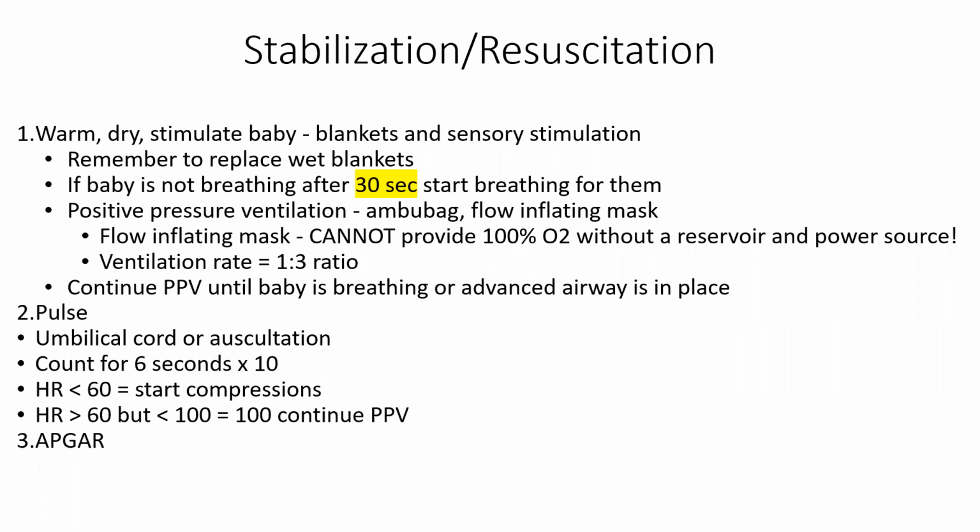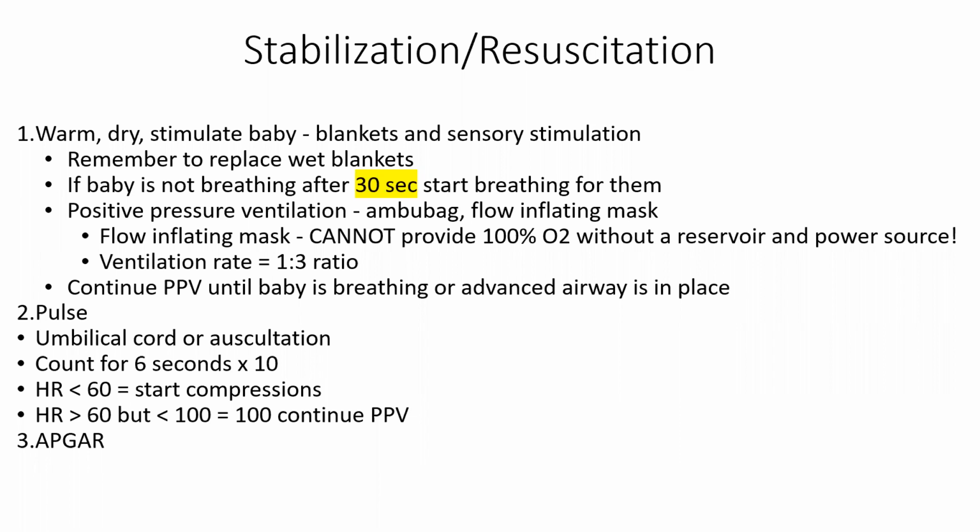With a pulse, usually if you look at the umbilical cord, it's going to be going the exact same beat. You're going to count it for 6 seconds and multiply it by 10. Otherwise it would be so hard, you'd be like 77, it'd be really hard. So you're doing it for 6 seconds, counting it by 10.